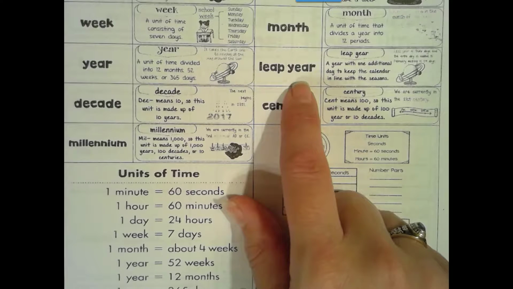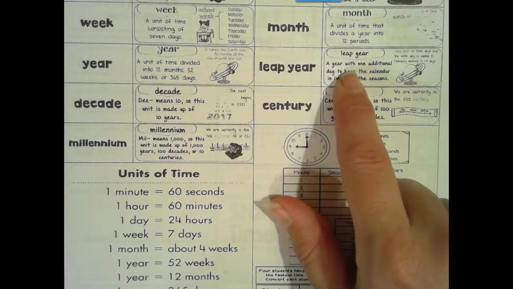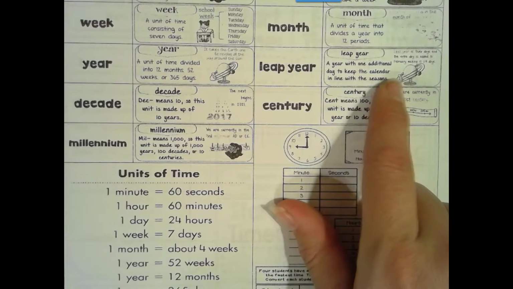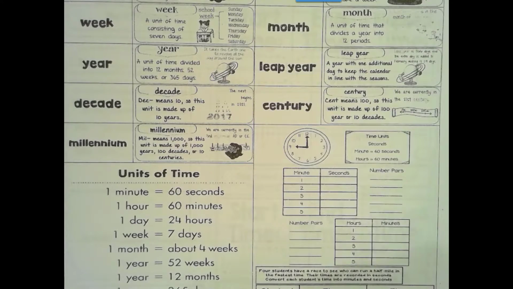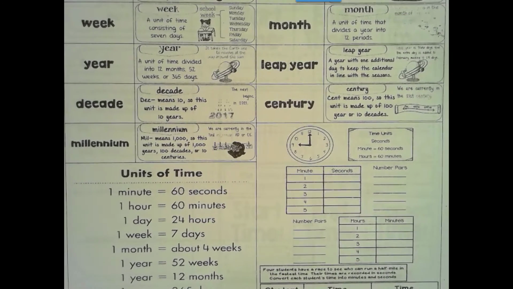Leap year, which is coming up in 2020, a year with 1 additional day to keep the calendar in line with the seasons. Because really, we actually have 365 and about 1/4 of a day. So you add all those 1/4 of a days together every 4 years, and you get an extra day during leap year.